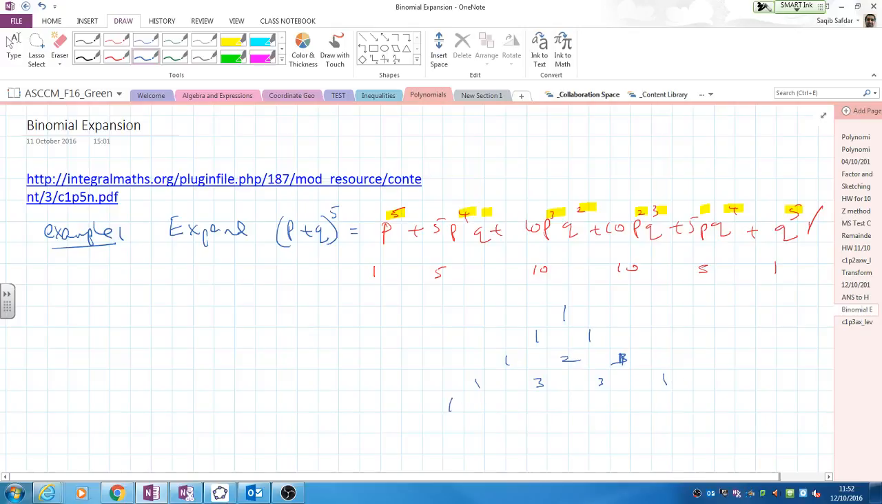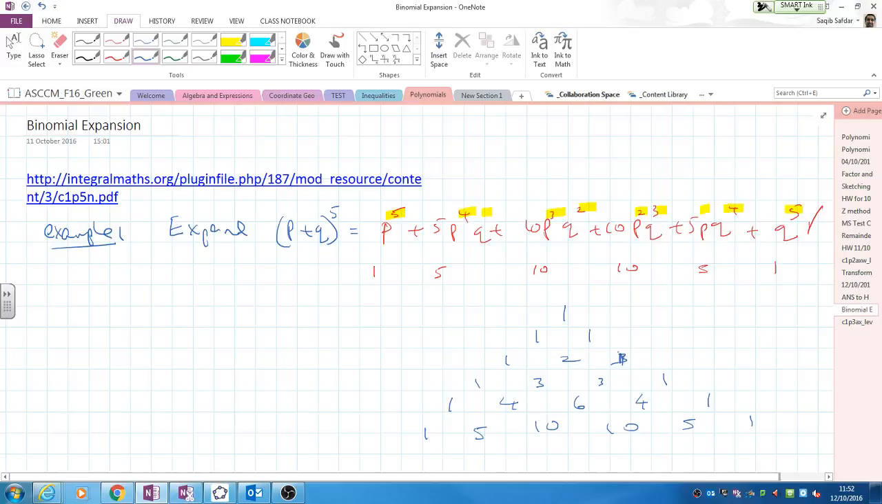Okay. Then 3 plus 1 gives us the 4. 3 plus 3 gives us 6. 3 plus 1 is a 4. And you've got a 1. But we haven't come across this line yet, the 1, 5. Then you've got 1. 4 plus 1 is a 5. 4 plus 6 is 10, 10, 5, 1.